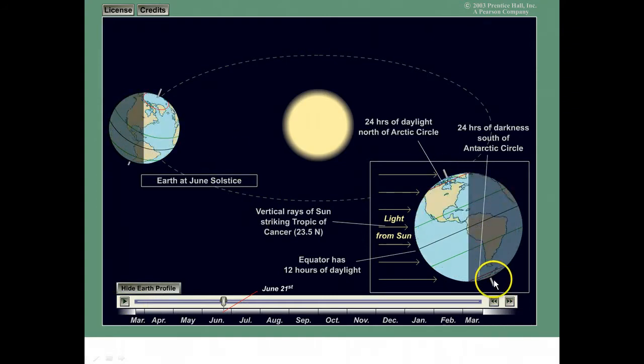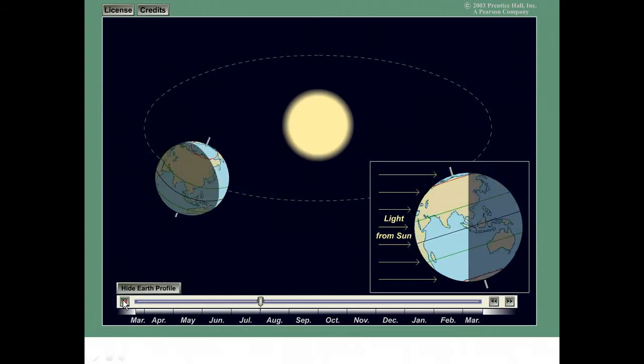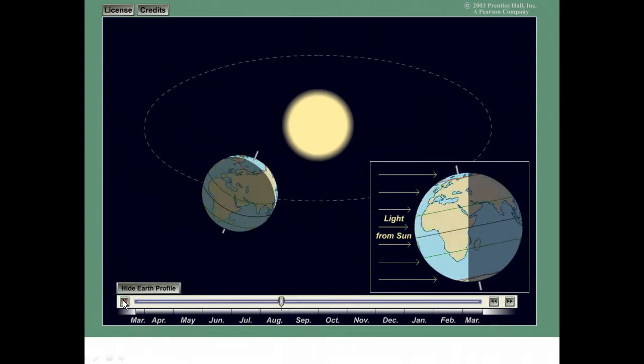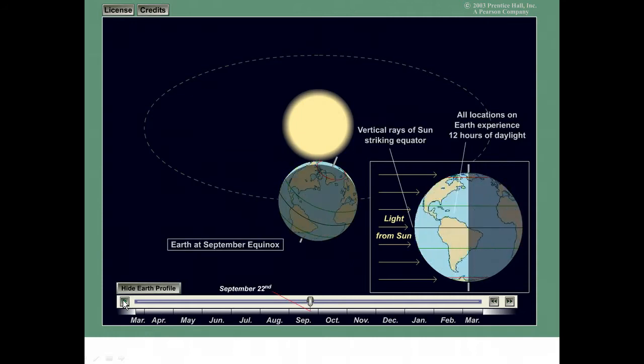The South Pole now has 24 hours of darkness. As the Earth progresses in its orbit again, we can see it moving: June 21st, July, August, September, and we'll stop on September 22nd here. It could be the 21st, 22nd, or the 23rd. Again, the poles are not pointed towards or away from the sun, and instead we have 12 hours of daylight, 12 hours of nighttime, also known as the equinox.